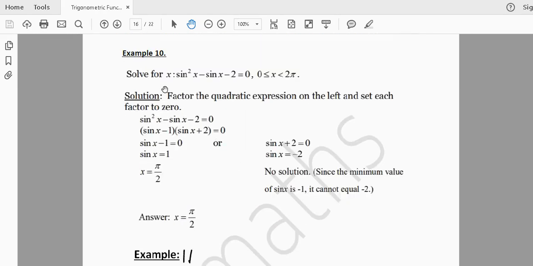Similarly, this example I have taken is a quadratic equation of sine, where you factorize it and after that you solve it. And if you are not considering any solution, for example in this case, you have to write here rejected or no solution, not possible. Do not just leave it with two answers. The one which is not appropriate, write not possible.